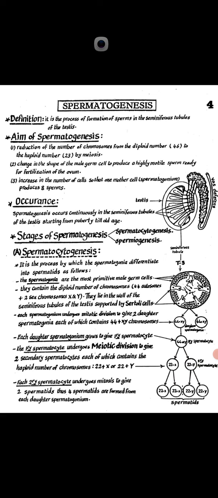Now, after the definition, come to the aim of spermatogenesis. What are the aims of spermatogenesis? There are 3 aims. Number 1, a reduction of the number of chromosomes from diploid 46 to haploid number 23 by meiosis. Second aim is the change in the shape of the male germ cell to produce a highly motile sperm ready for fertilization of the ovum.